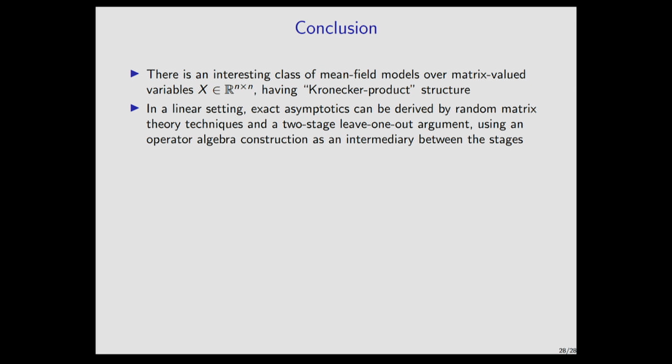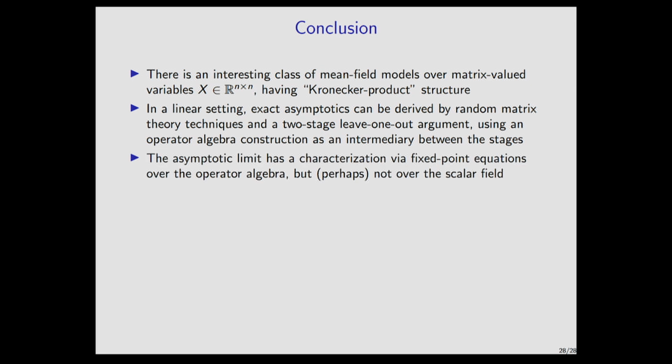It's admittedly a very simple linear setting that we studied. Exact asymptotics can be derived using random matrix theory techniques. And the way we do the analysis is this two-stage leave-one-out analysis, where we use an operator algebra construction as an intermediary to connect the two stages of the analysis.